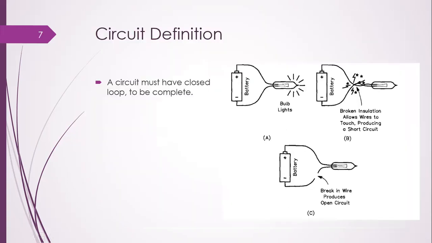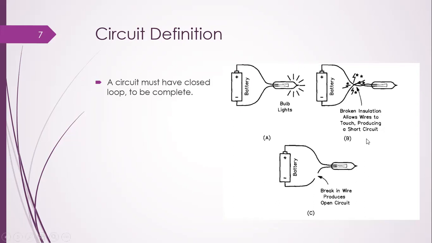session as well. So, the circuit definition: how we make a circuit. A circuit must have a closed loop to be complete, like a bulb light. We have a bulb and it is operated by the positive and negative terminals of a battery. So we connect them respectively in this way, then the bulb will glow, and it provides the light.